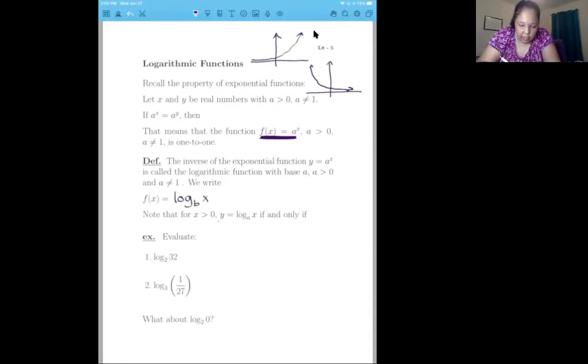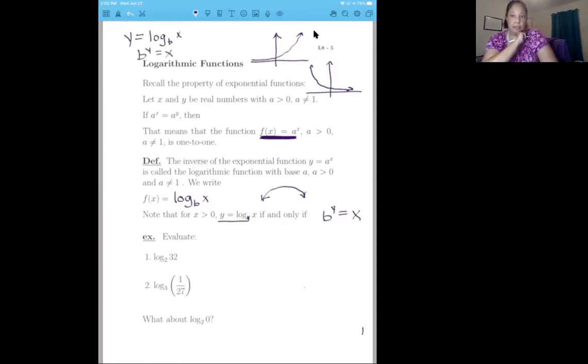Well, that inverse is a logarithmic function, which is log base b of x. I use b instead of a. If y equals log base b of x, then I have b to the y equals x. All right, so this is how you rewrite them. Remember, f of x is the same thing as y. So y equals log base b of x. Then if I write it in exponential form, that means b to the y equals x.